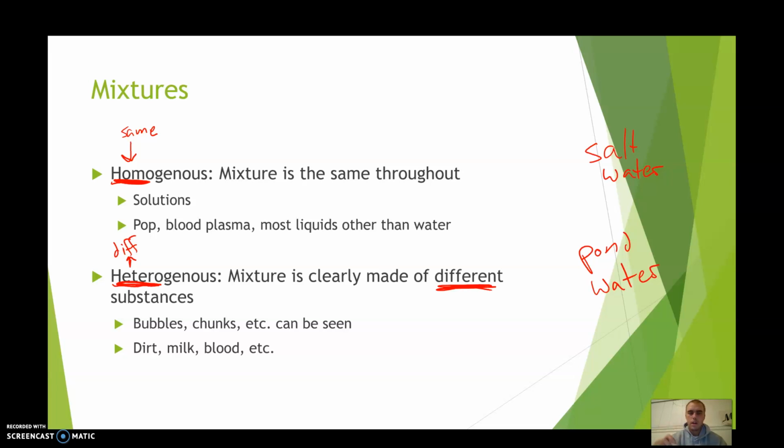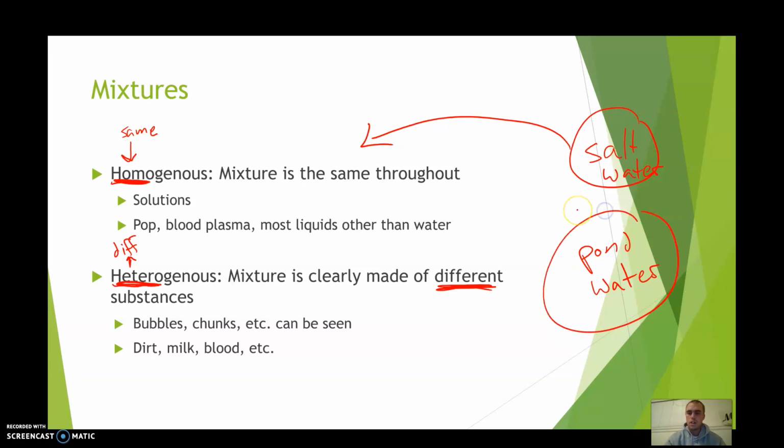Okay, and if we think about this, we should think about, do these look the same all the way through? If I were to take a scoop of salt water and a scoop of pond water and set them on the table in a beaker, what's going to happen? Is this salt water going to settle out, or is it going to stay looking the same? It's going to look the same. And so salt water is a homogeneous mixture.